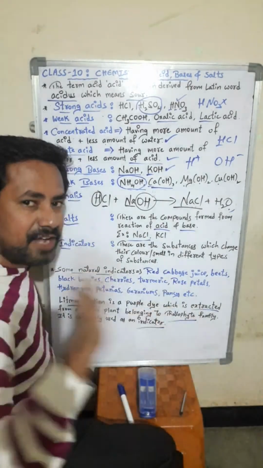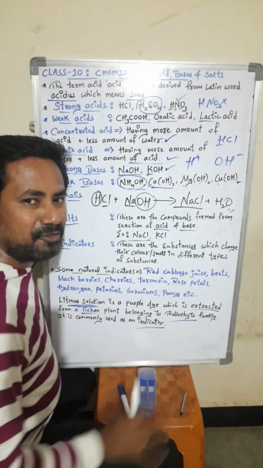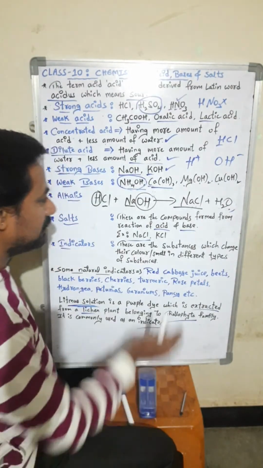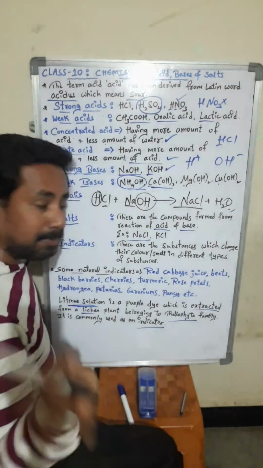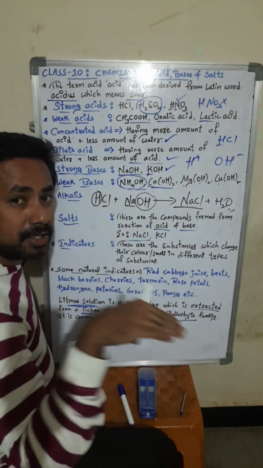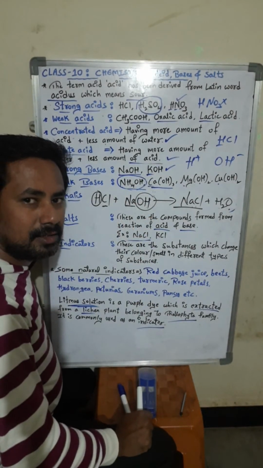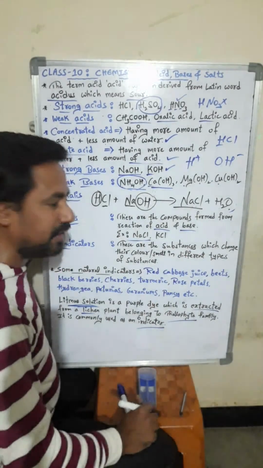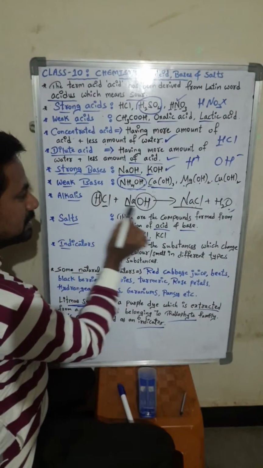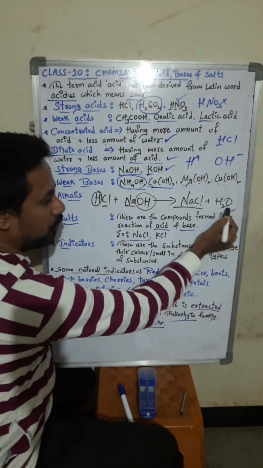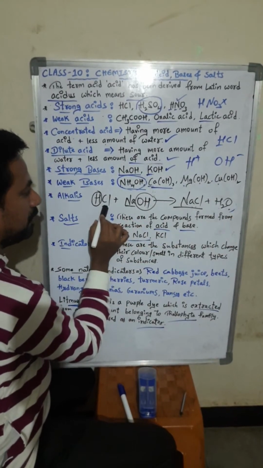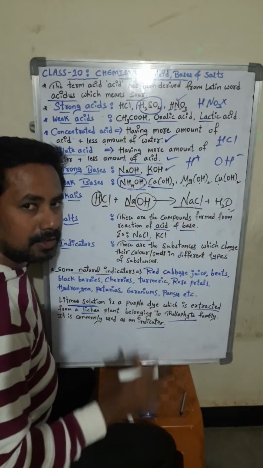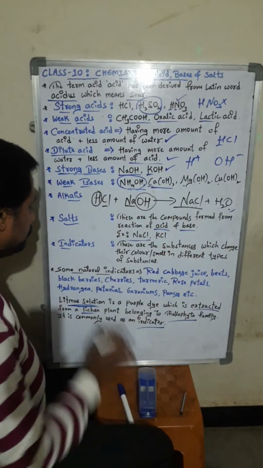In chapter 1 we have studied chemical reactions and equations, isn't it? So between the first chapter and the second chapter there is a connection, a link, students. If the foundation is strong and the basics are good, we can understand each and everything. Hydrogen is combining with OH and it will form water. Sodium will combine with chlorine and it will form salt, that is sodium chloride.